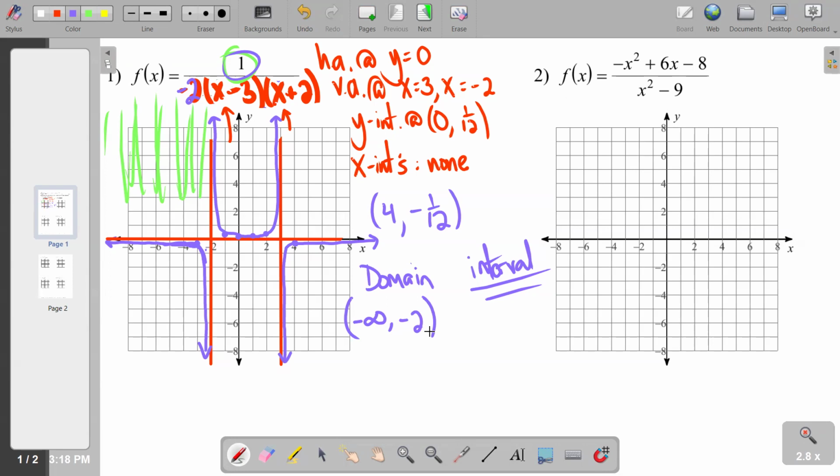Having said that, now that it's a little freshened in your mind, how would I describe the center interval of the domain? I would have to have a union symbol to say that this is going to join with this. Go ahead.